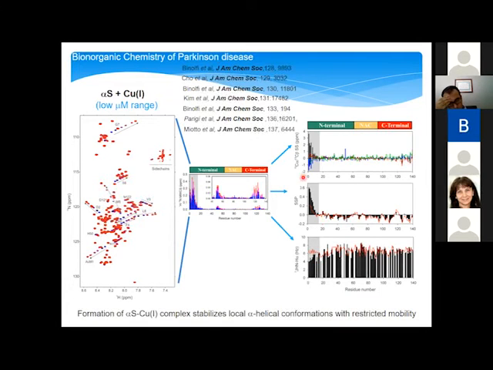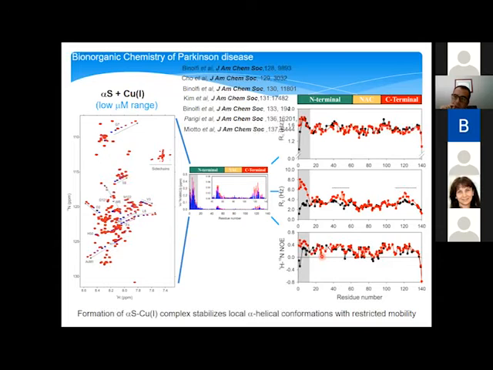We found that there was an induction and a stabilization of an alpha helical segment in alpha-synuclein, extending from residue 1 to 10, upon binding of copper. When we combine this with relaxation measurements, which give us an idea of the rotational dynamics, we observed that there was an increase in the rigidity of this region.